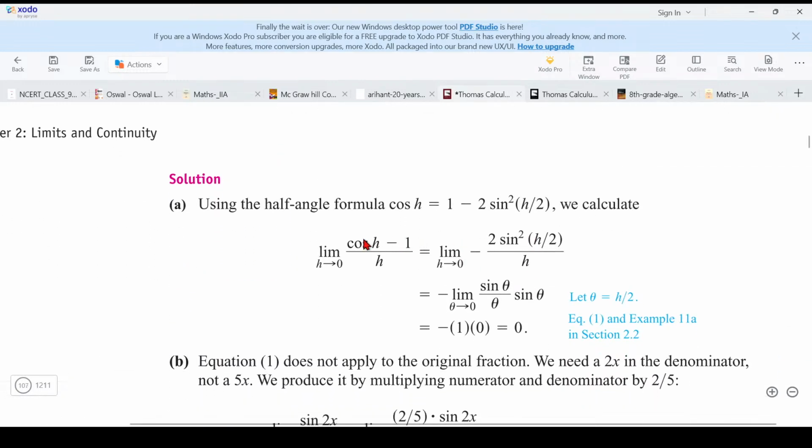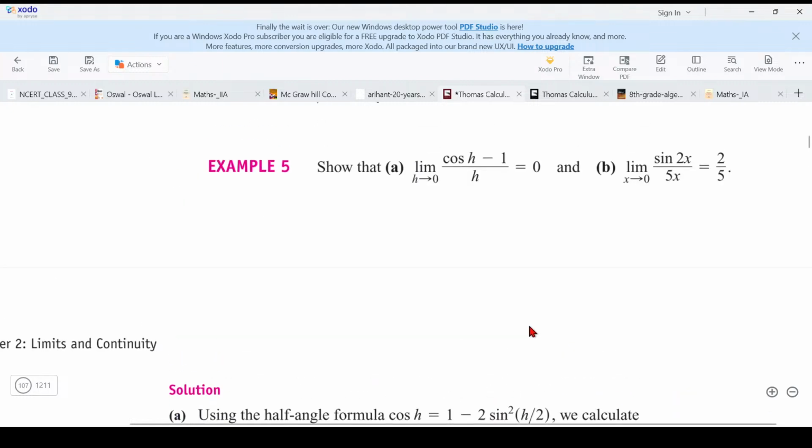Why zero? Because cos theta minus 1, or 1 minus cos 2 theta, is equal to 2 sin square theta. Agreed? That's what we are doing here. Now this is sin square, sin h by 2 into sin h by 2. So there is one sin h by 2 here, and there is another sin theta here. This one will become 1 and this one will become 0. That's why overall it will become 0.